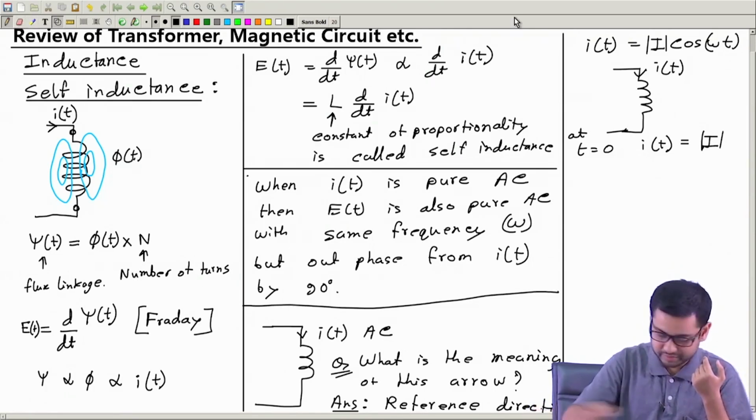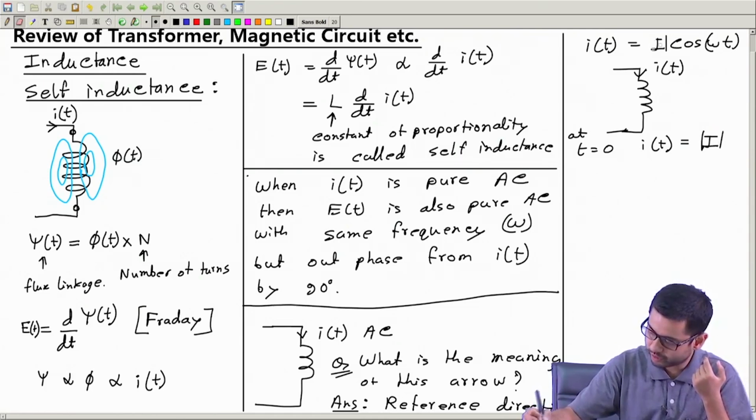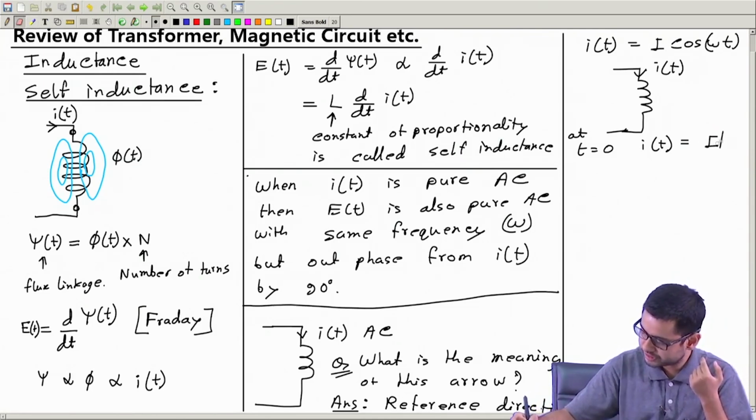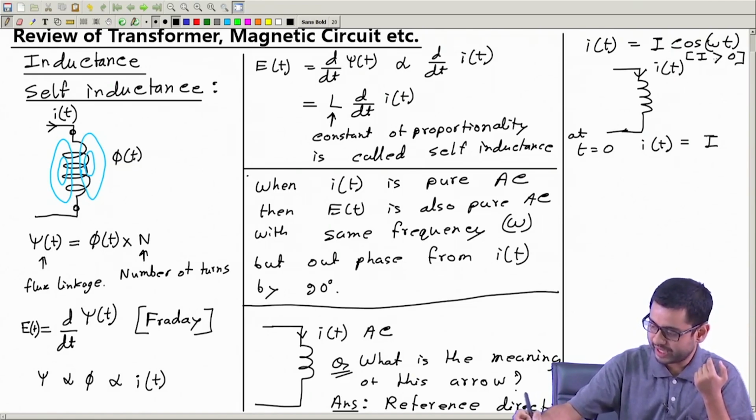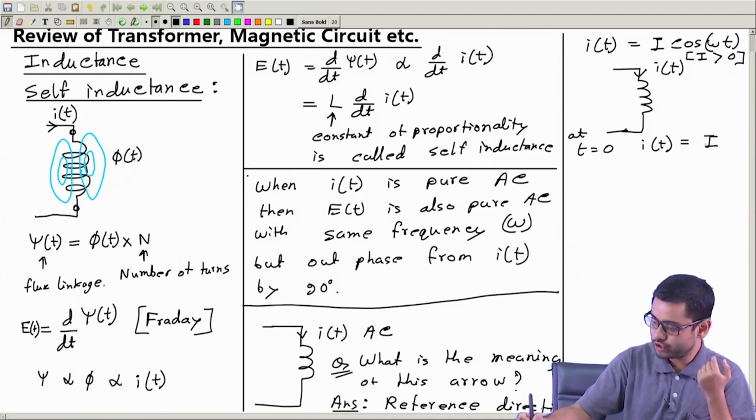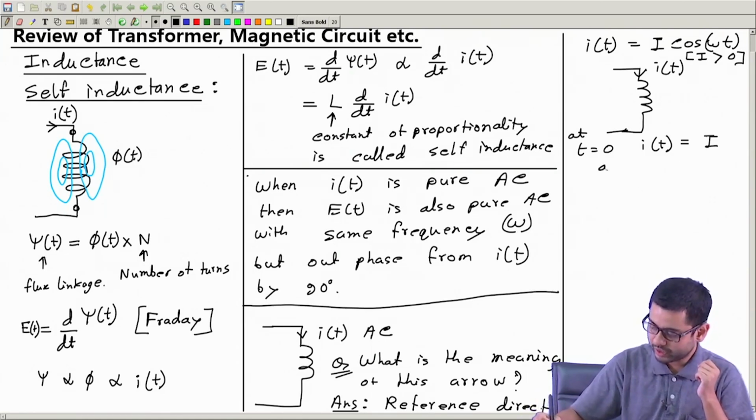Or let me write it this way instead of using the mod sign, it may be confusing. Let me write here that I is a positive number. So at t equal to 0, the current that will flow, its magnitude will be I, and its direction will be along the arrow.